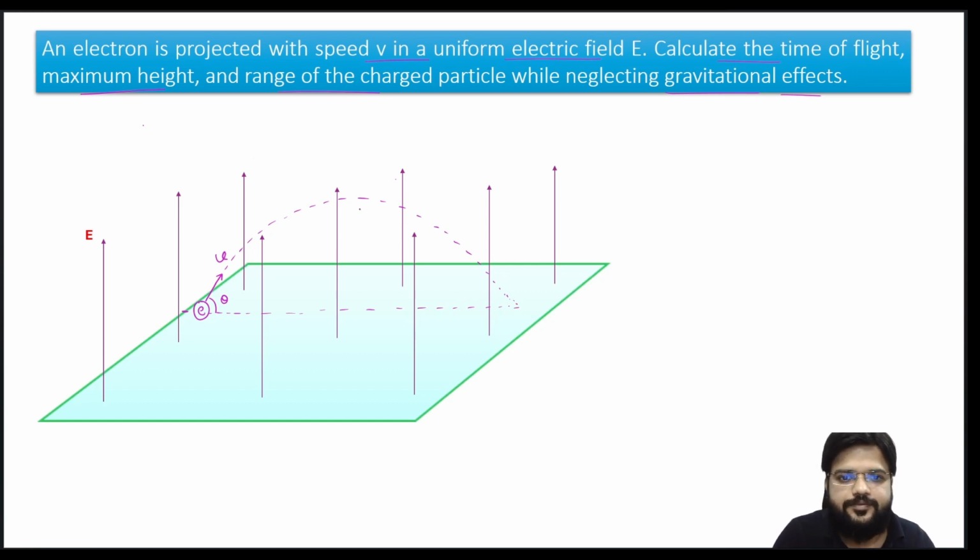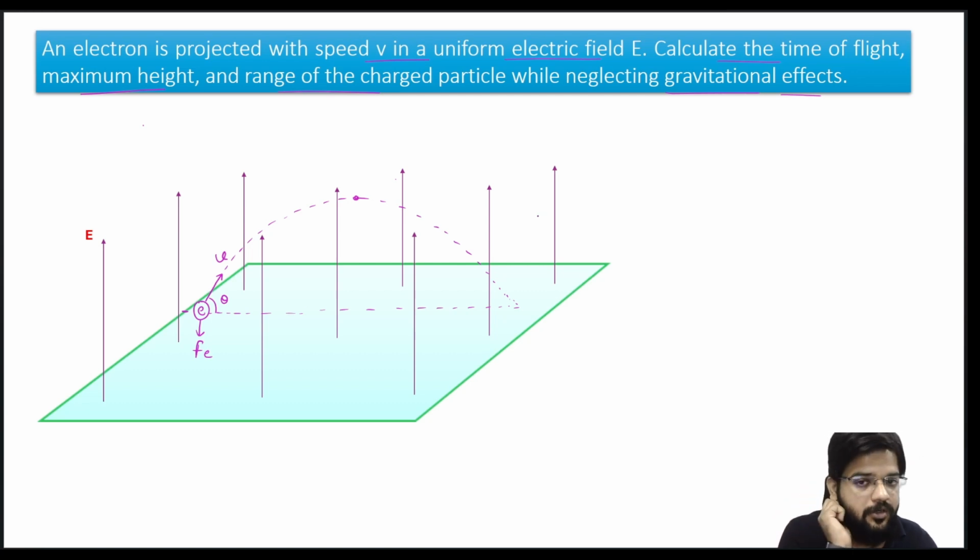So how can we do this? Let's see. When we throw a mass in the gravitational field, the particle does projectile motion, correct? And we know the range, the time of flight, and the maximum height. But right now we have a negative charge and we are throwing it in the electric field. The electric field is present in the upward direction, so definitely the electrostatic force is in the downward direction. So here the acceleration of the particle is in the downward direction.